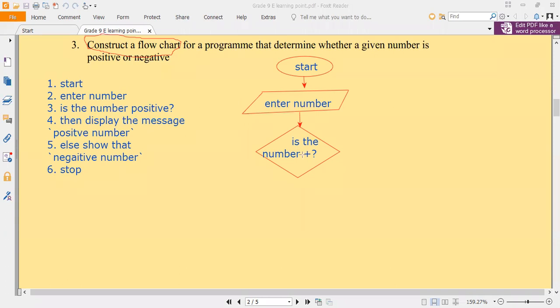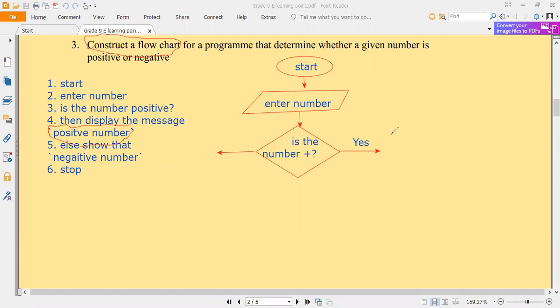So here we're gonna have two answers. Either it's a yes or no. We're gonna have a yes on this side, and a no on the other side. But if the answer is yes, what is the instruction saying? The instruction says that if the answer is yes, then you display this message, positive number.